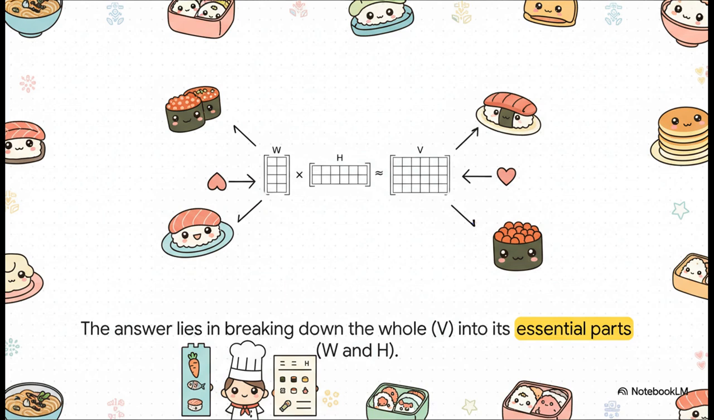We take all our original data, all those finished dishes, and we call that matrix V. Now, the goal is to break that down into two smaller, much simpler matrices, which we'll call W and H. Just think of W as your big pantry of ingredients, and H as the specific recipe for each dish.